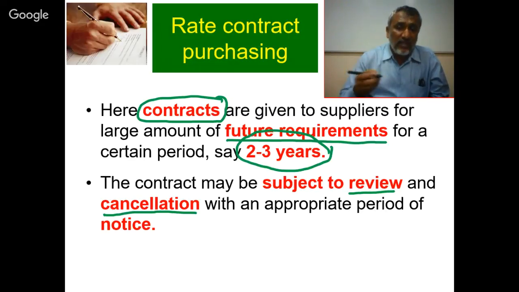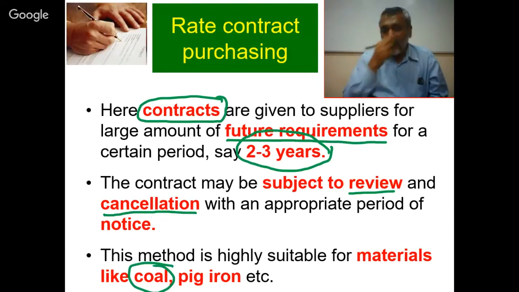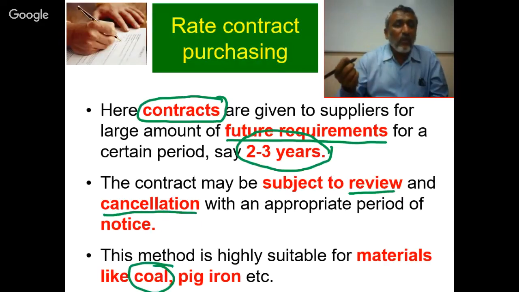Similarly, if the buyer is not interested in buying, he may give a notice of some period, and after that he may stop buying it. That is, it is possible to review or cancel the order with an appropriate period of notice. This is ideal for materials like pig iron and coal. For example, if a thermal power plant regularly requires coal, it may enter into a contract with the supplier of coal. He will regularly supply the coal at an agreed price between the supplier and the customer. That is what rate contract purchasing is.